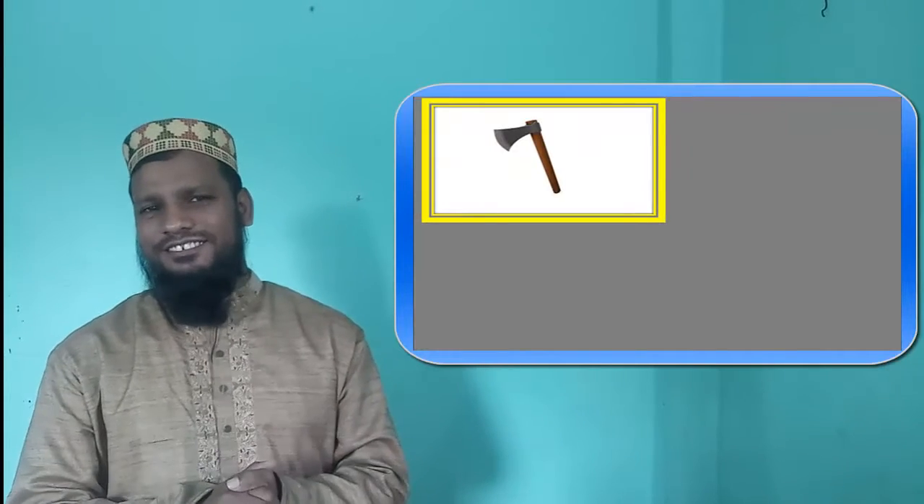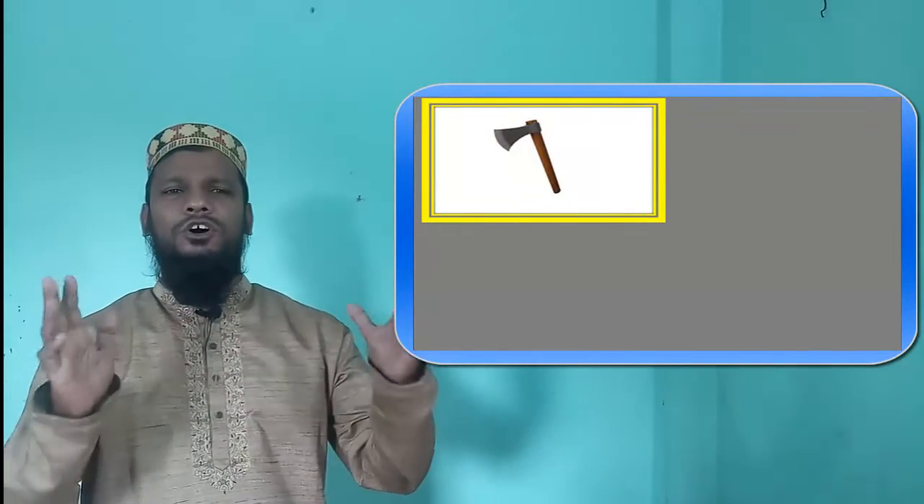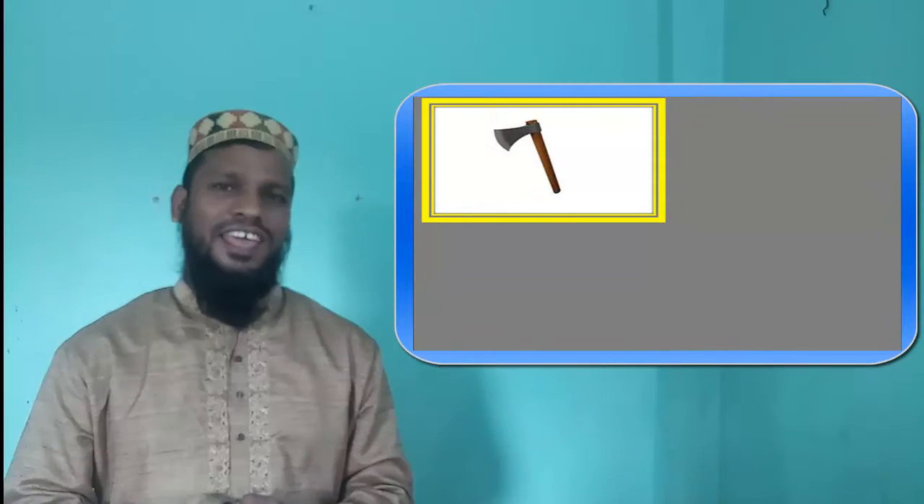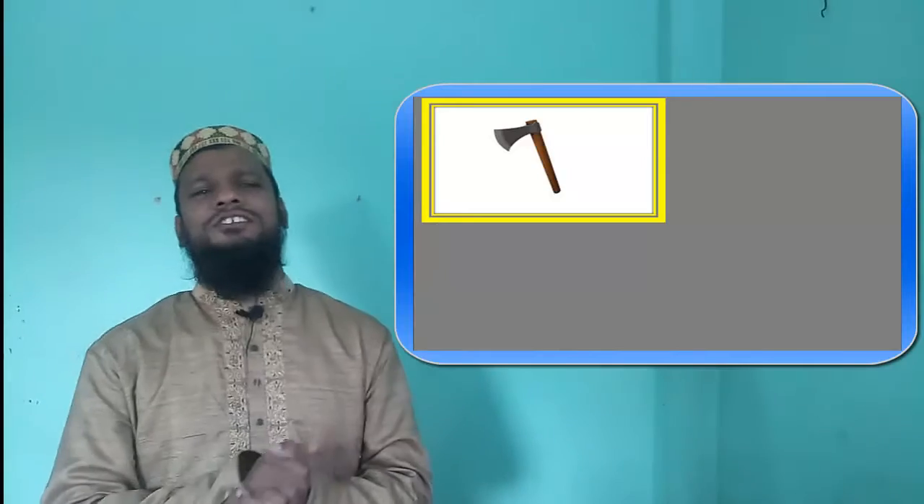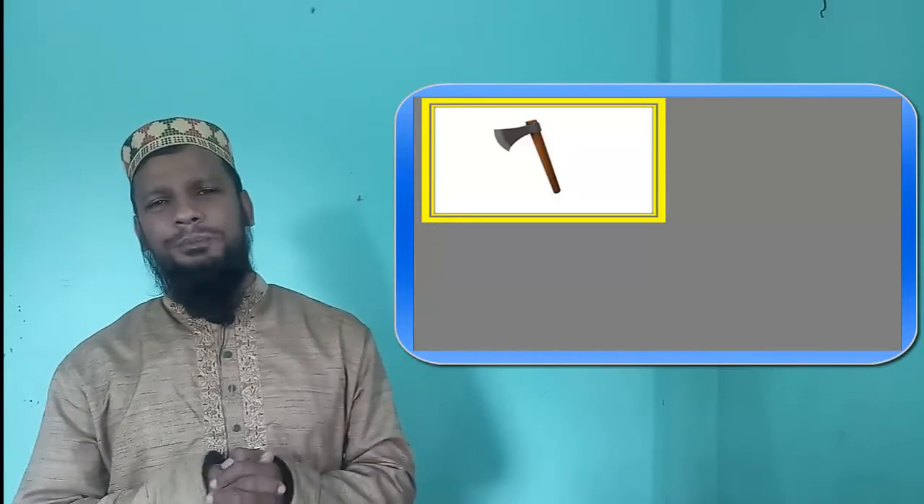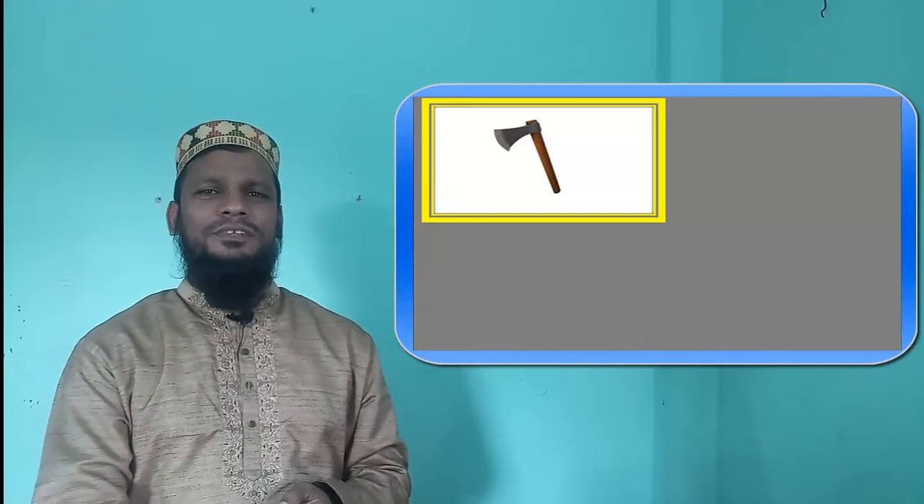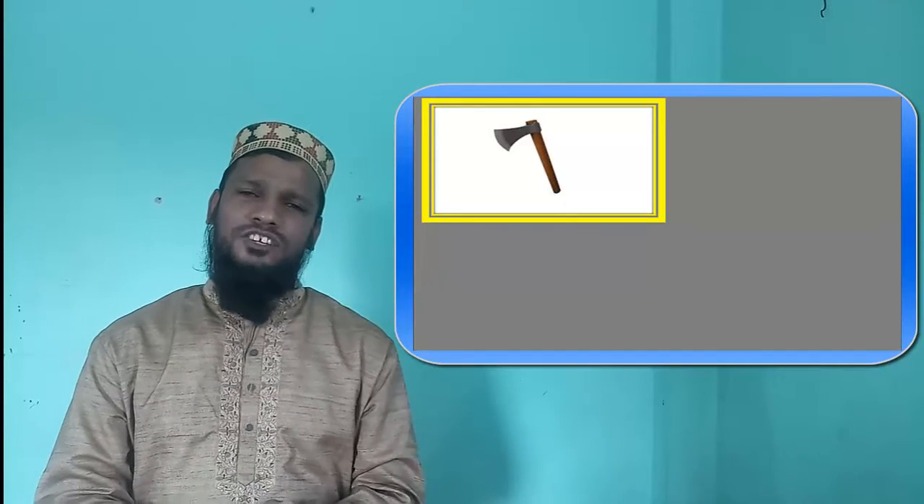What is it? I think that all of you know this object, and this is an axe, isn't it? Yes, this is an axe. And what is it used for? It is used for cutting wood, isn't it? Right. And let's see another picture.